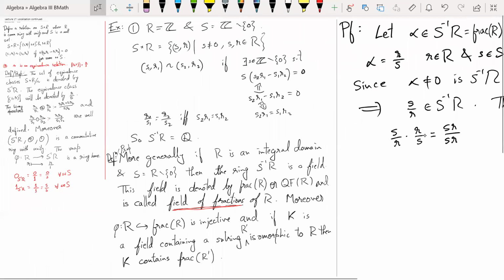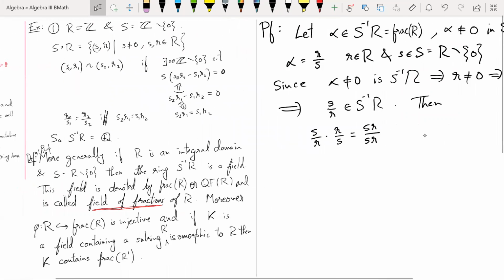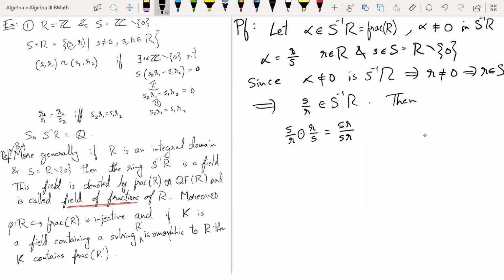So now I've switched to ordinary multiplication instead of this multiplication. Technically one should put dot circle, but let's just put dot circle for now. After this proposition, we'll change it to ordinary multiplication. So this tells you that this is 1 of S inverse R, because both numerator and denominator are the same. We argued above that this is the same as 1 over 1, which is 1 of S inverse R. Hence S inverse R is a field.